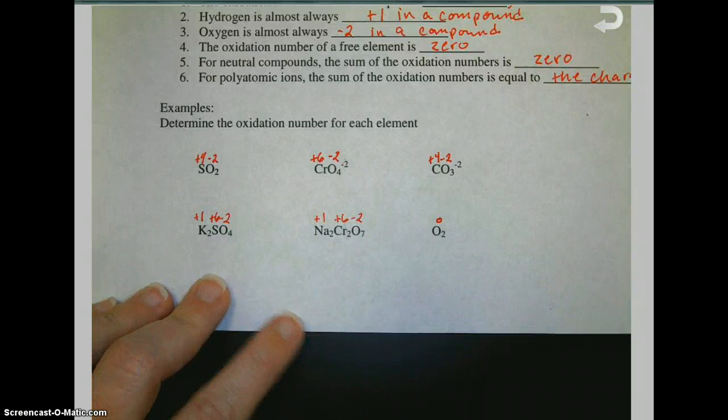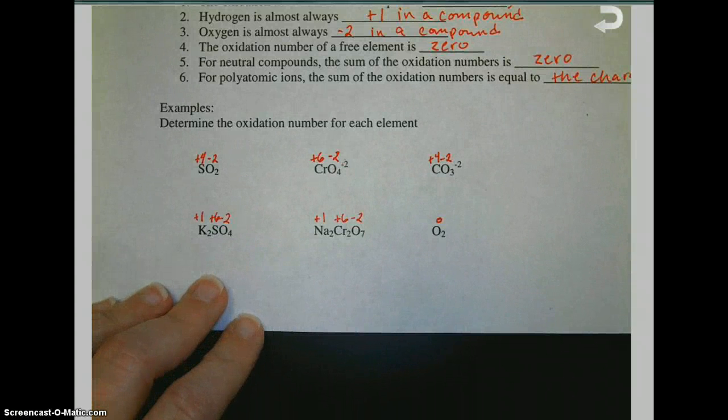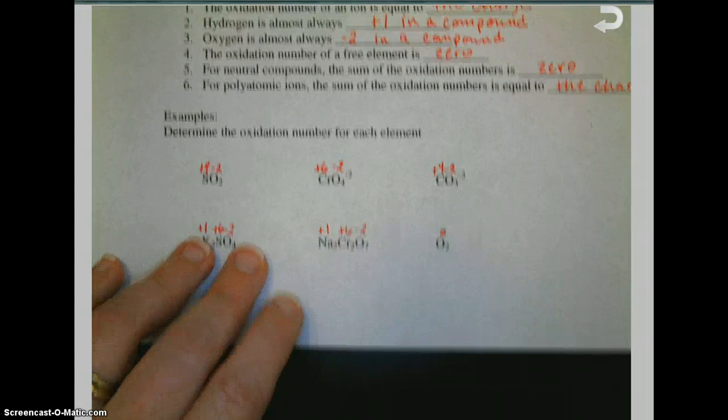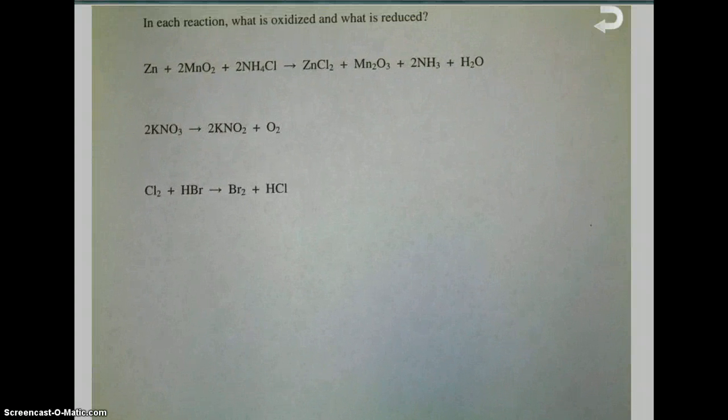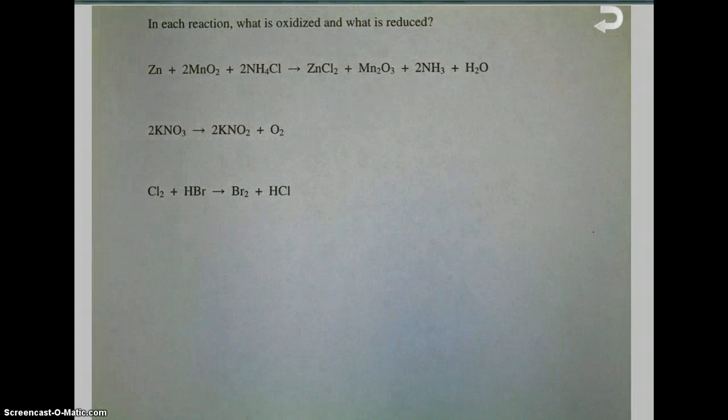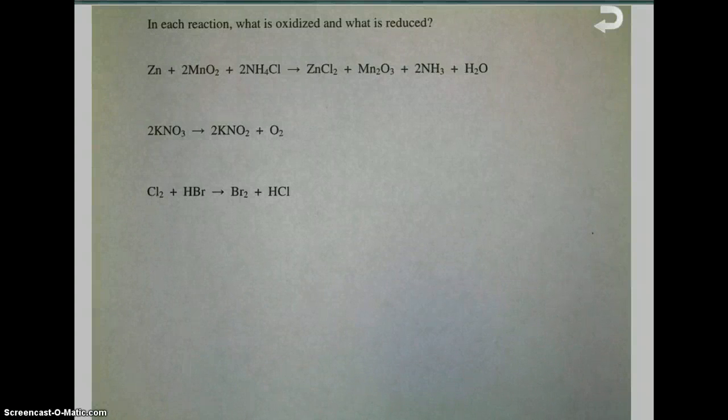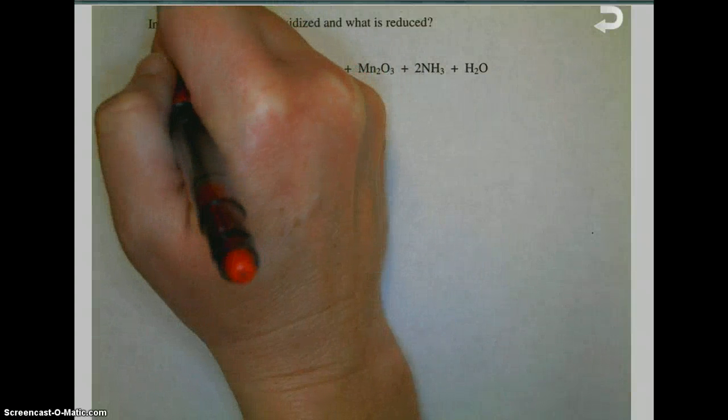Okay, now, why do we care what the oxidation numbers look like? Well, when we get to a redox reaction like these, we can tell what's oxidized and reduced by what things change their oxidation number. Okay, if the oxidation numbers go up or down from reactants to products, we know that things have gained or lost electrons. So we're going to go through each of these examples and assign oxidation numbers to determine what's oxidized and what's reduced. So for the first one, zinc is an element, so it's 0.